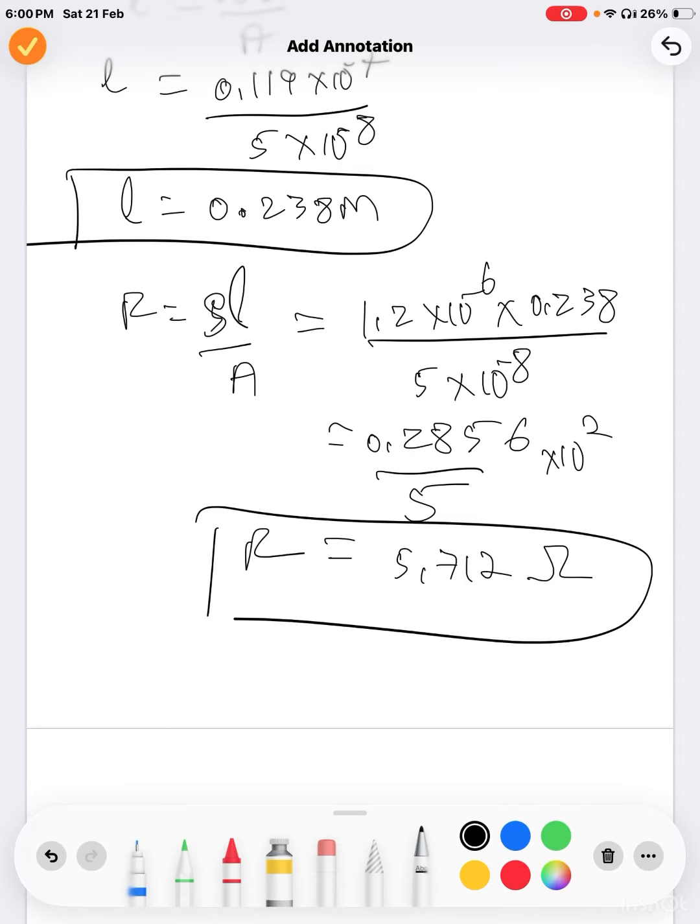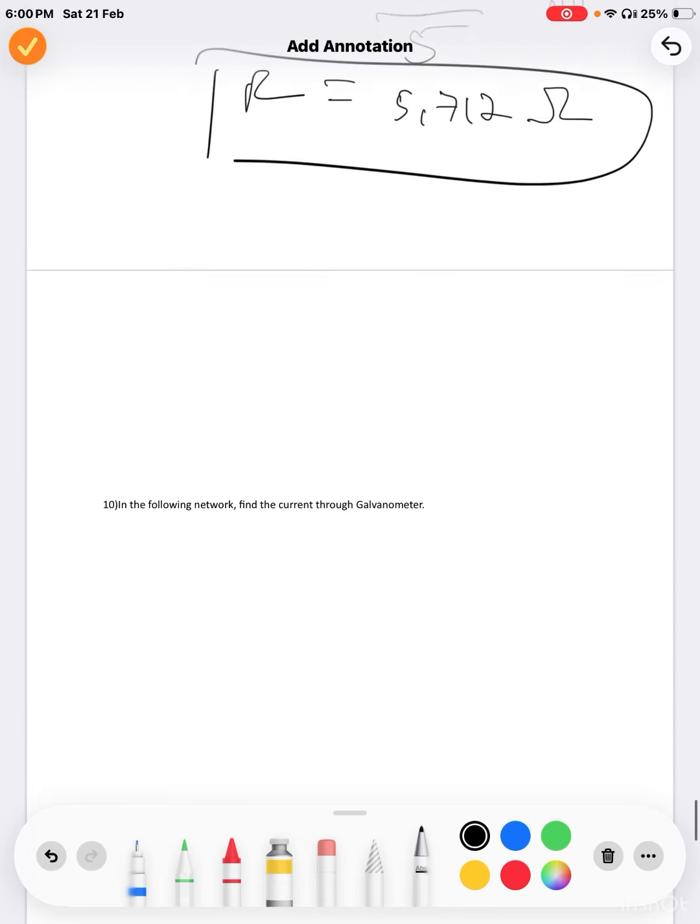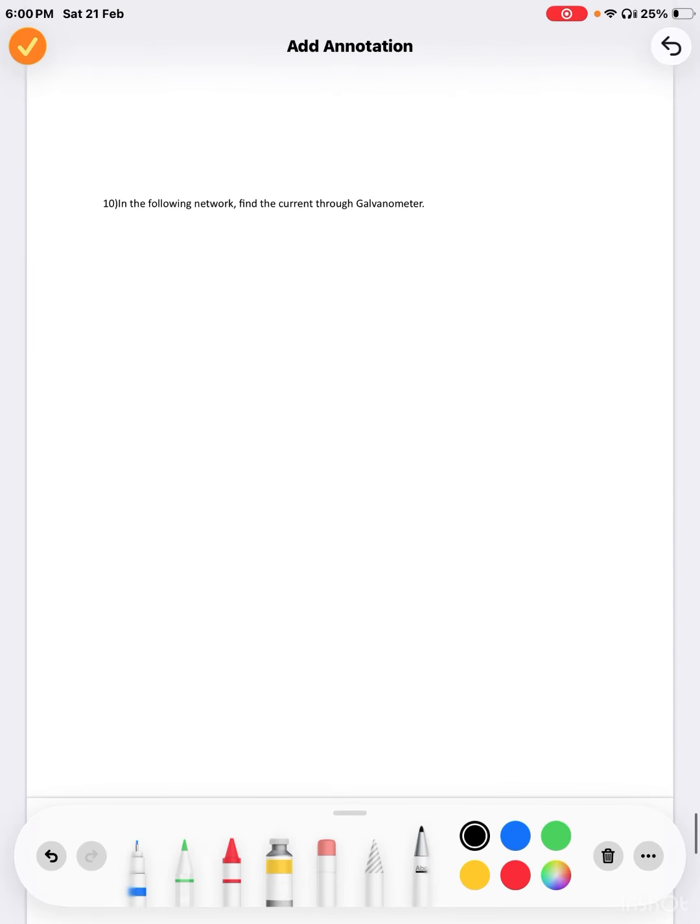5.712 is the resistance value. So the resistance value is found out. Yes. Next, we'll move to the next question. If you have any doubt, please ask me.